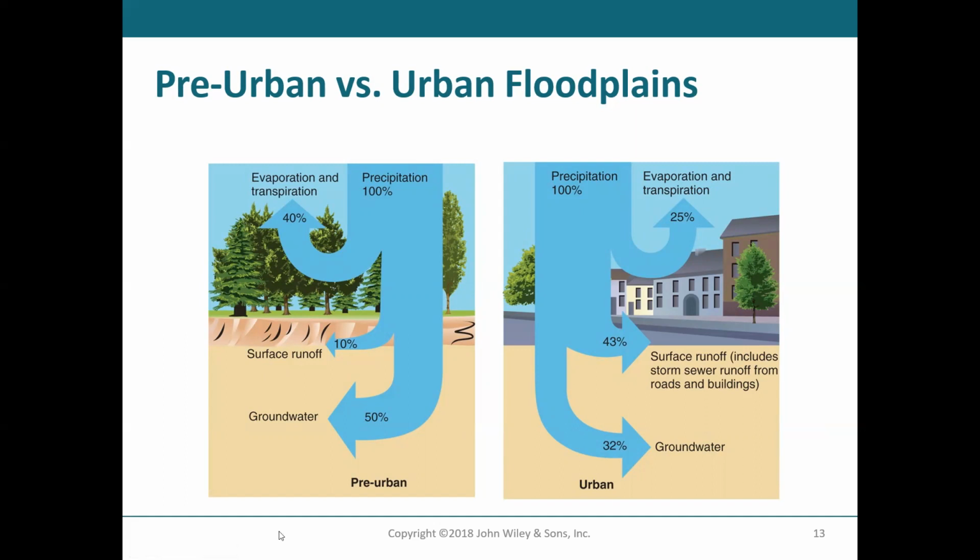Now, when we start building on floodplains, which often has happened, this gets very messed up. The construction of impermeable surfaces such as buildings and roads blocks the water from being transpired or absorbed as groundwater, right? So that's a huge problem with concrete roads. And that's when we have a larger percentage of surface runoff that can become flooding.